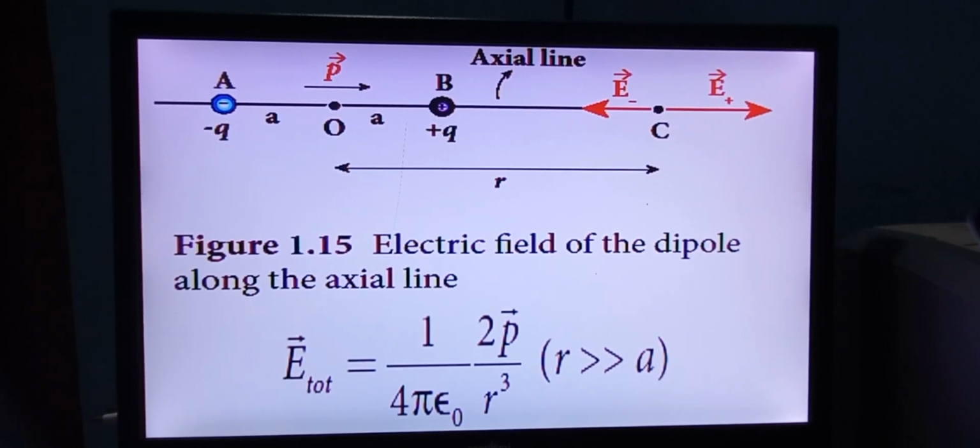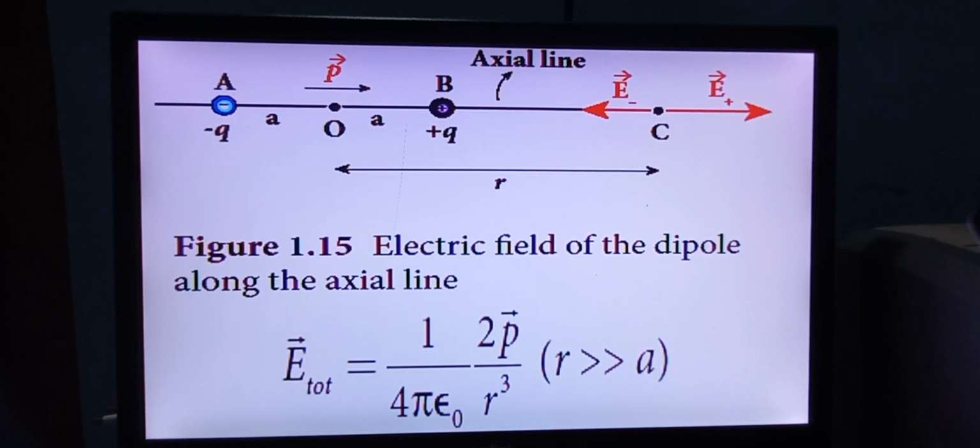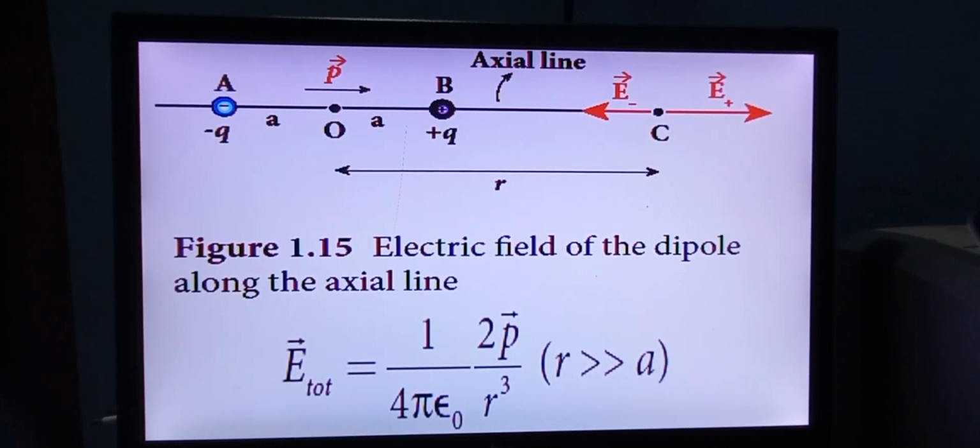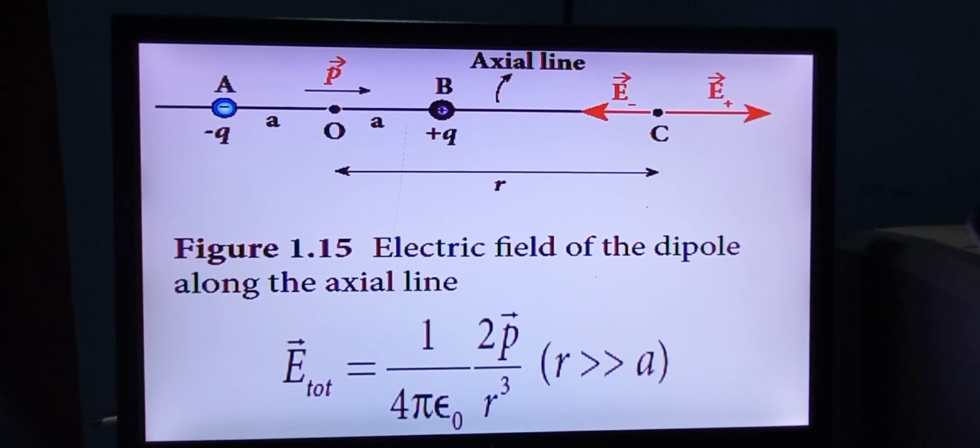Look at the diagram and mark the parts. That is the electric field of the dipole along the axial line. The formula: E total will be equal to 1 by 4 pi epsilon naught, 2p vector by r cube. Here r is very much greater than a. If you draw this diagram and formula and r very much greater than a, you will get 3 marks out of 5.